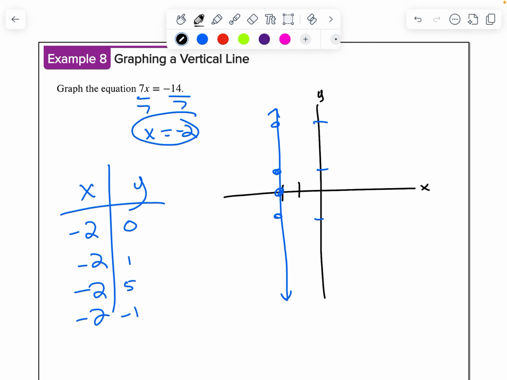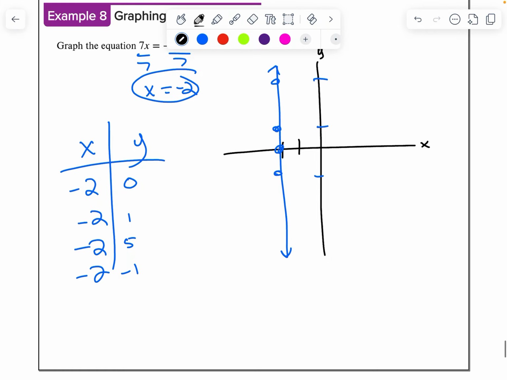That's the end of this lesson. Again, we're going to keep graphing throughout this unit. We're going to graph other types of equations in different forms and see another way to graph later on.